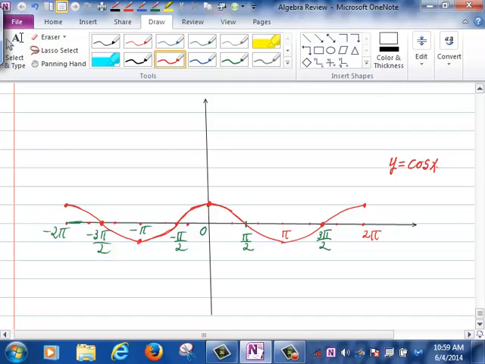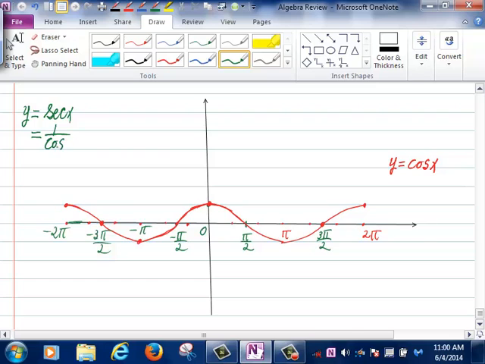Now, I want to draw the graph of secant, right? Notice that what is secant? Secant is 1 over cosine, right? So let me use green here. I want to draw the graph of secant. And secant I know is 1 over cosine. Not reflection. Not reflection.